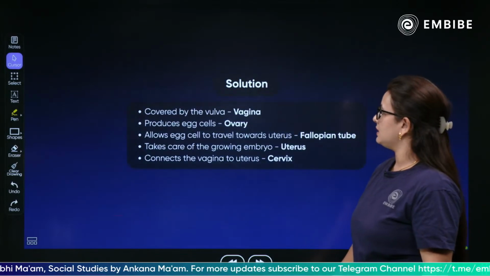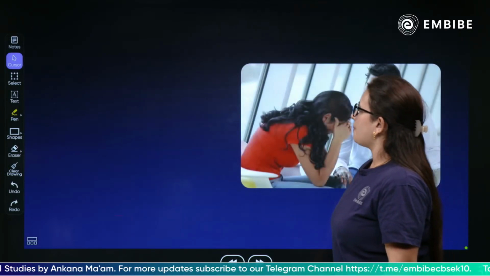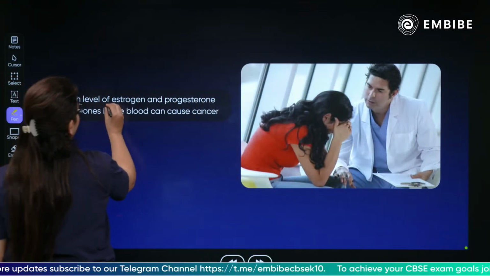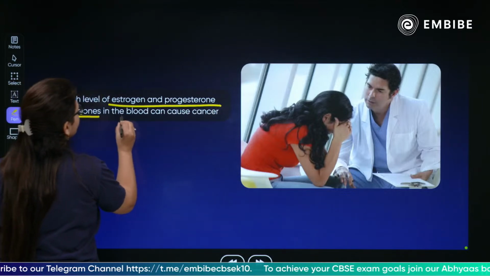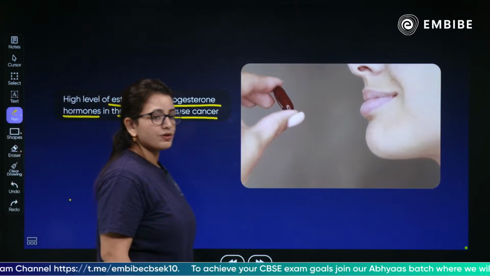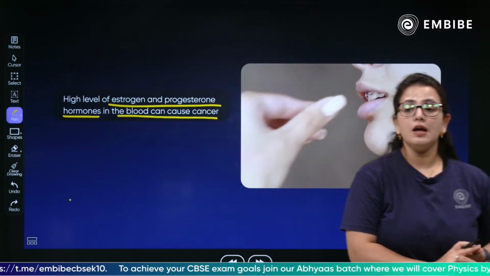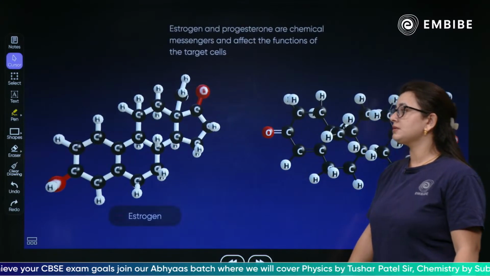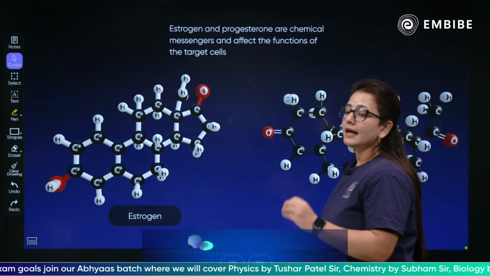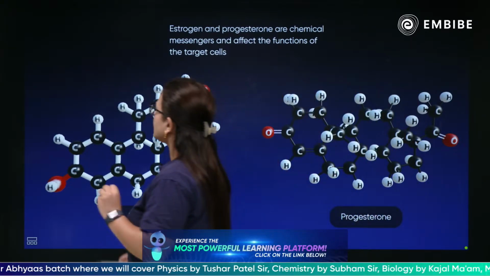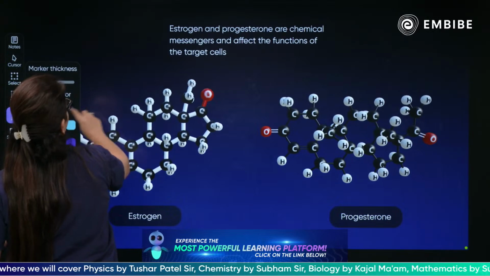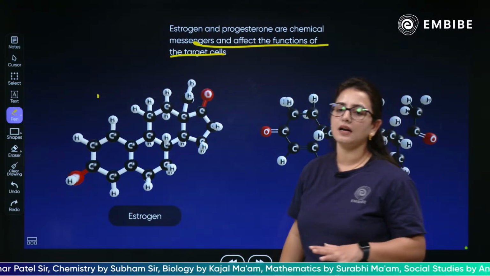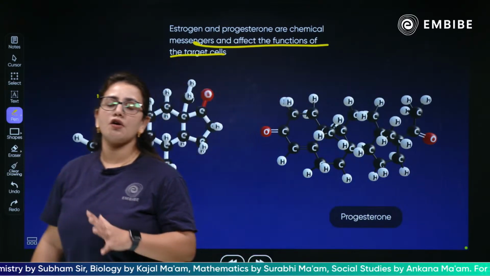Let's see what we have next. So children, next we are talking about the high level of estrogen. An extremely high level of estrogen and progesterone hormones in the blood can cause cancer in the female reproductive system. What exactly are these hormones responsible for? Estrogen and progesterone are chemical messengers and affect the different functions of the target cell. Exactly, these are chemical messengers and affect the function of the target cell.